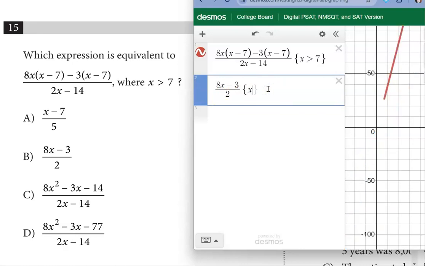And that one looks right. So let's restrict this domain to x is greater than 7, and then turn it off, and you'll see that that blue is right on top of the red. So the correct answer was answer choice B.